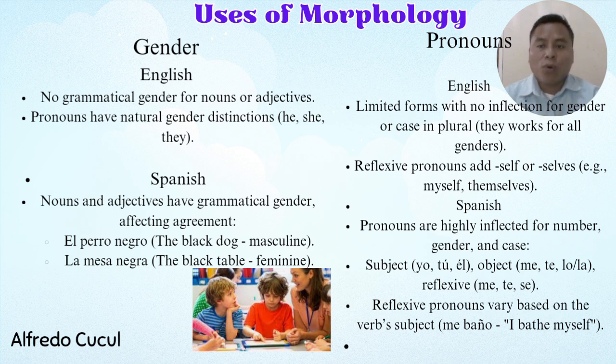And when it comes to pronouns, in English, nouns and adjectives have no grammatical gender, but pronouns reflect natural gender. For example, he, she, and they. In Spanish, nouns and adjectives have a grammatical gender requiring agreement between them. For example, el perro negro for masculine and la mesa negra for feminine. And understanding these differences helps learners apply gender rules correctly whenever switching between languages.